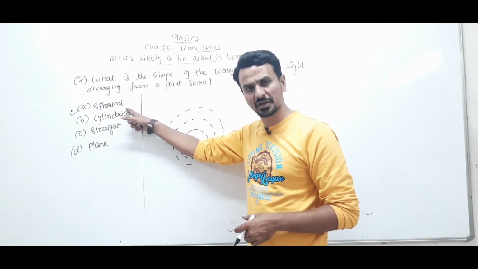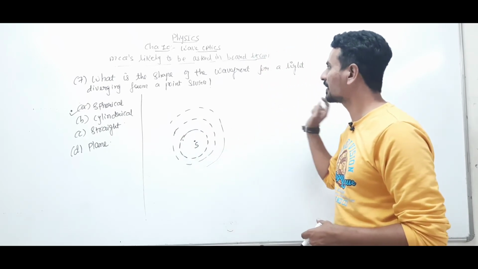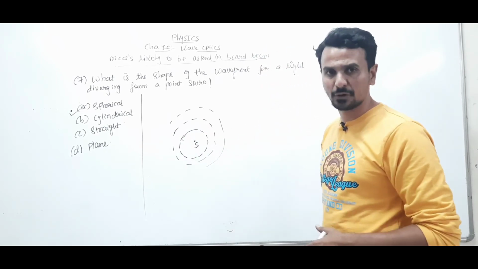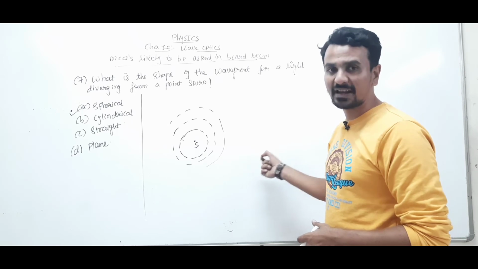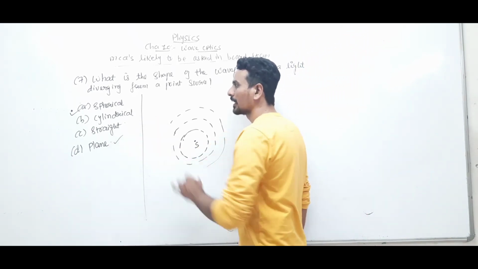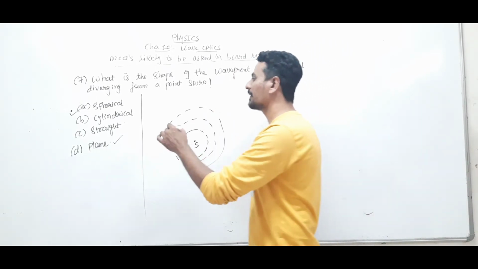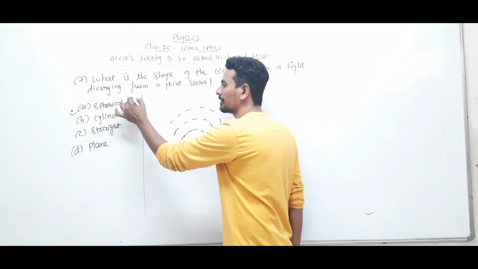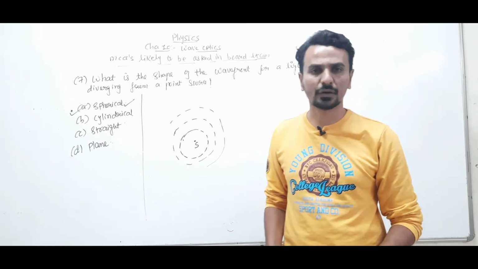If in the same question they are asking what is the shape of the wavefront for a light diverging from a point source at a very far away distance, then it will be plane. Clear? At present, in the given question, your option will be A, spherical. Fine? Okay, the next one.